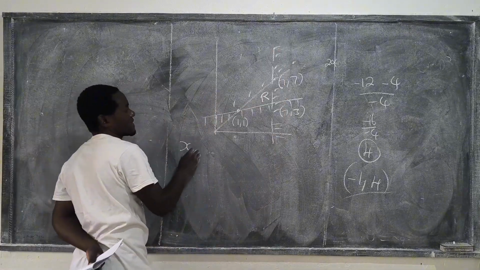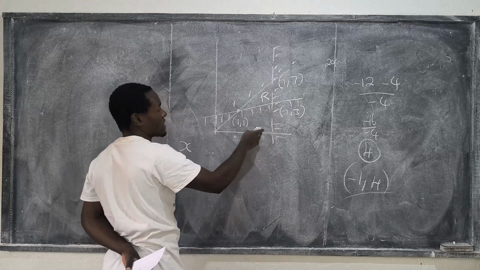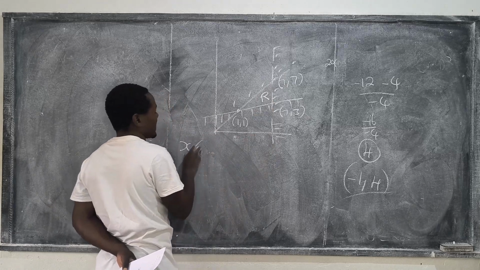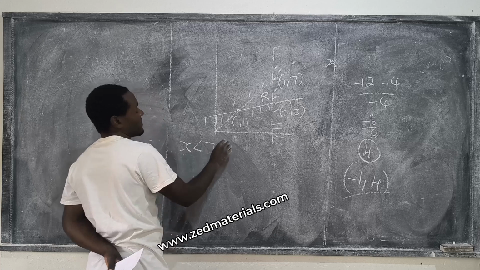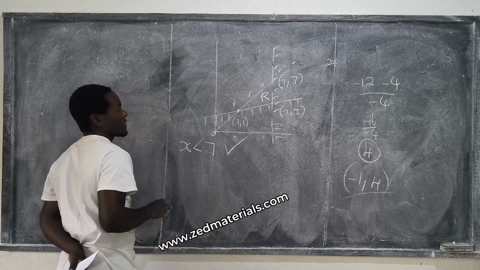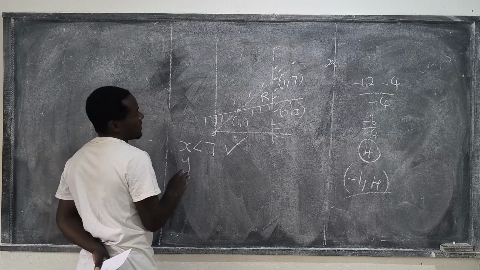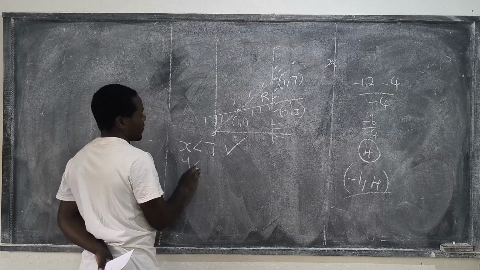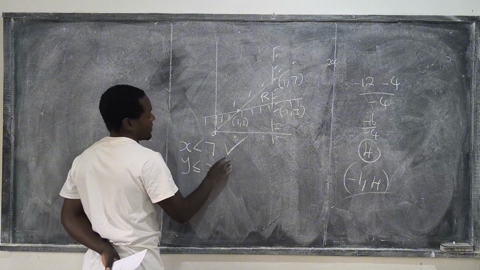So it just says x. This is a dotted line, you know what it means. You want this side, so it is less than 7. This is the first inequality. The second one is this one, which is coming from the origin. So you just say y is less than or equal to x, done.